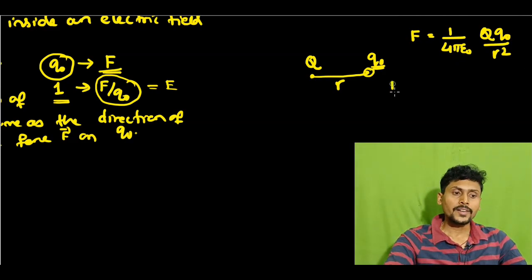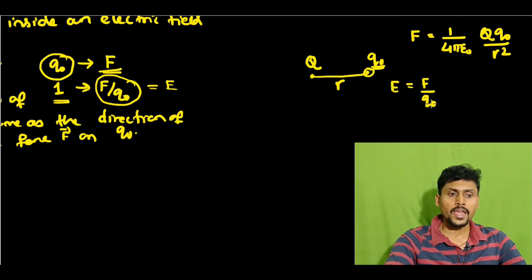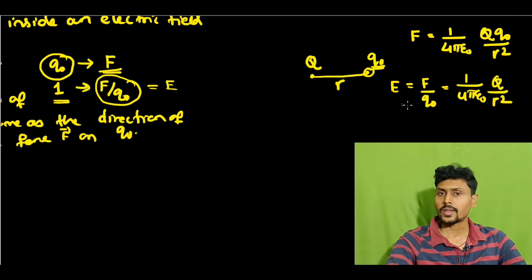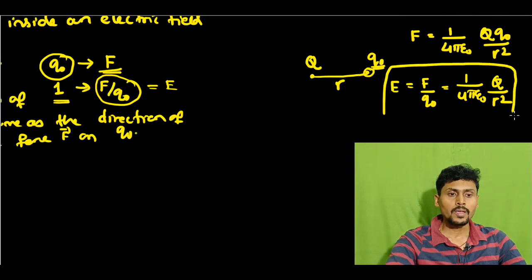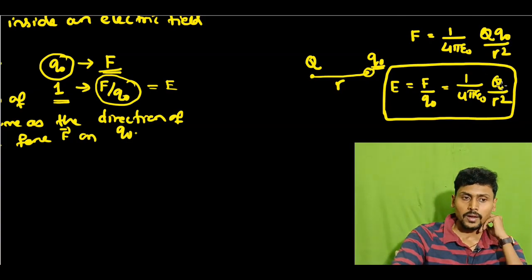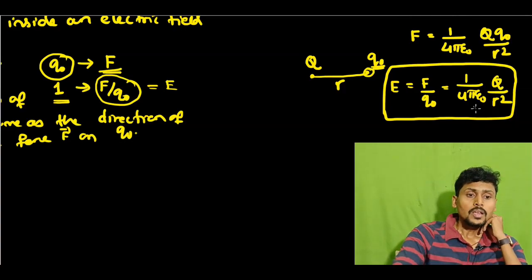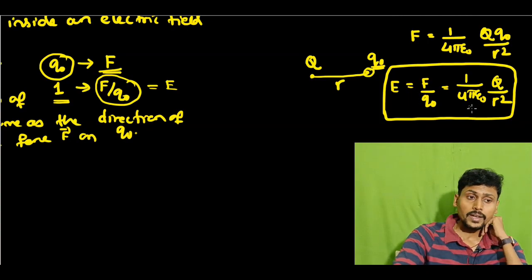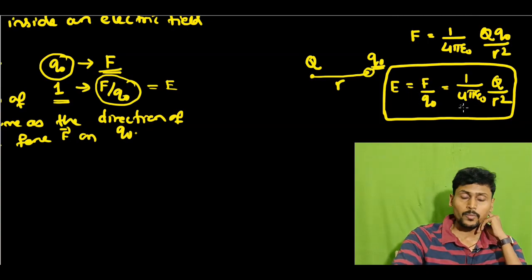Now what is electric field intensity? Force experienced per unit positive charge, or F by Q naught. So F by Q naught will be how much? It will be 1 by 4 pi epsilon naught Q divided by R square. The electric field intensity will be F by Q naught, that is equal to 1 by 4 pi epsilon naught Q by R square. Here Q is the source charge. So this formula will help you to calculate the electric field intensity due to a point charge.